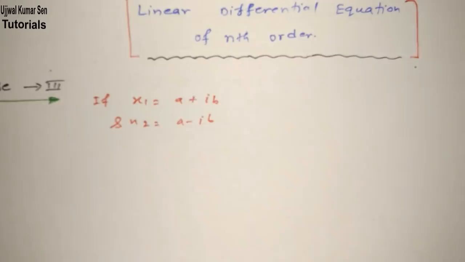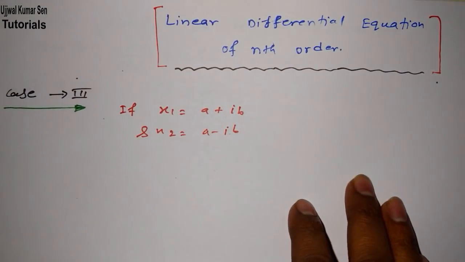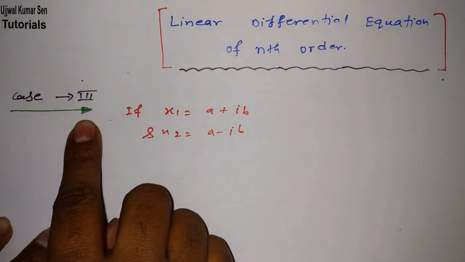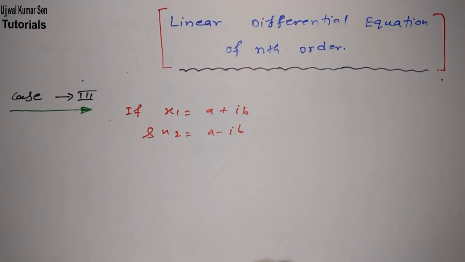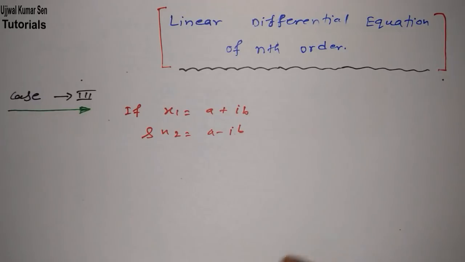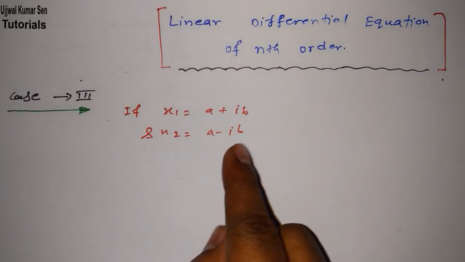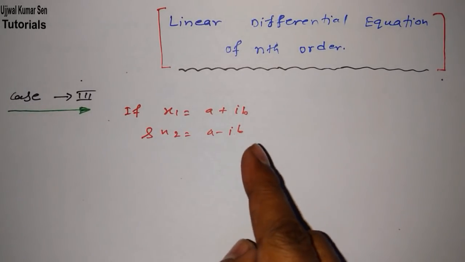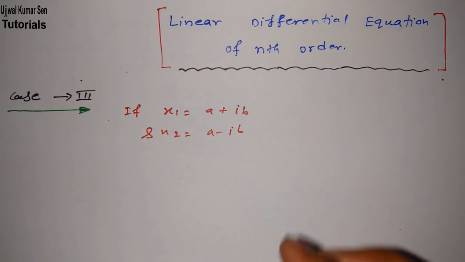Welcome to this tutorial, and in this tutorial I am going to share with you case 3. Basically, these days I am talking about linear differential equations of nth order. So case 3 is this: x1 is equal to a plus ib and x2 is equal to a minus ib, if this is the case.